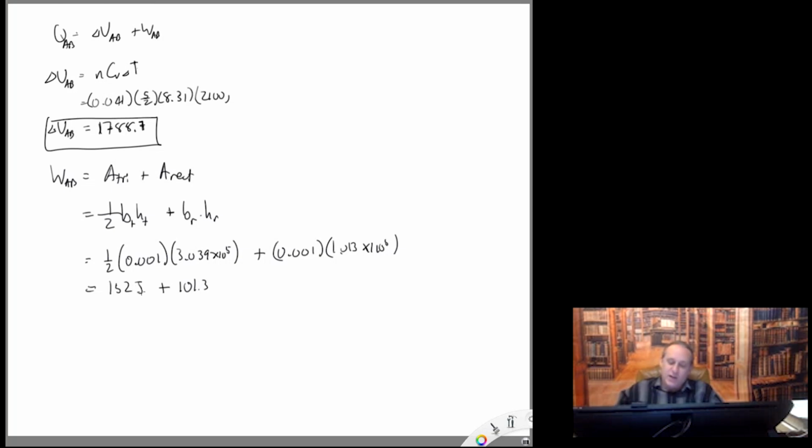It's 152.0 and 101.3 joules. So incidentally, the area of that triangle is the net work of the process anyway. So it's nice that we've computed that. But our work AB then is 253.3 joules. That's for AB. Sorry, not net work, just the work from A to B.